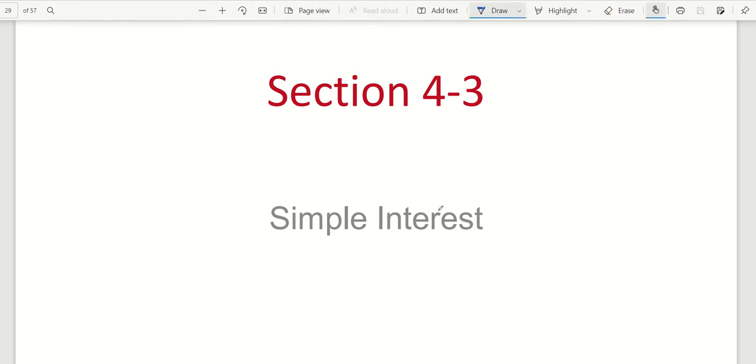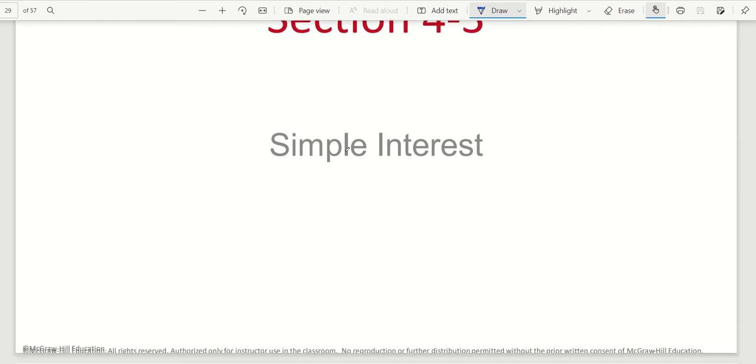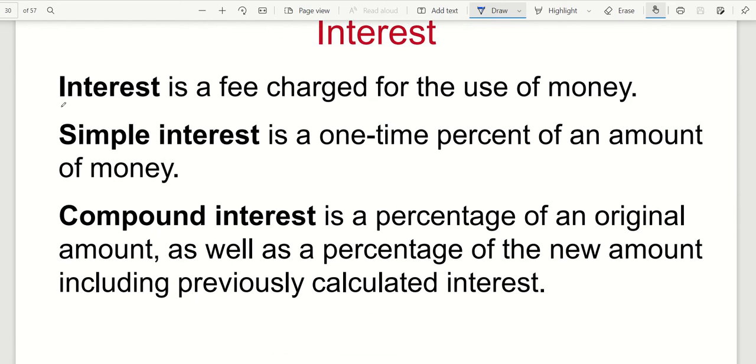In section 4.3, we're going to look at the concept of simple interest. Typically, if you borrow money from an organization or if you invest money, the amount that you invest, depending upon how long it's left in, is credited what we call interest at a certain rate. So interest is a fee that is charged for the use of money if you're lending it. If you're investing it, then interest would be the amount of money that you would earn and would be credited and added to your account.